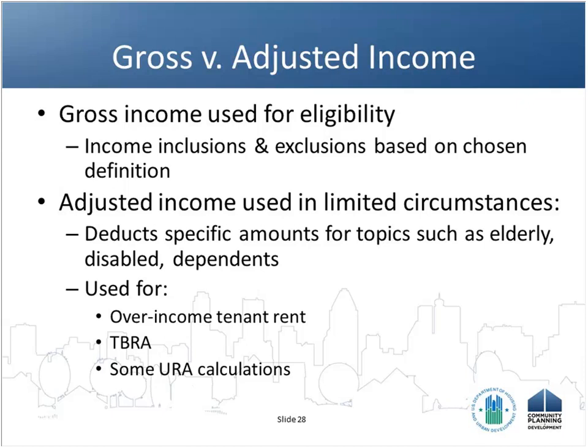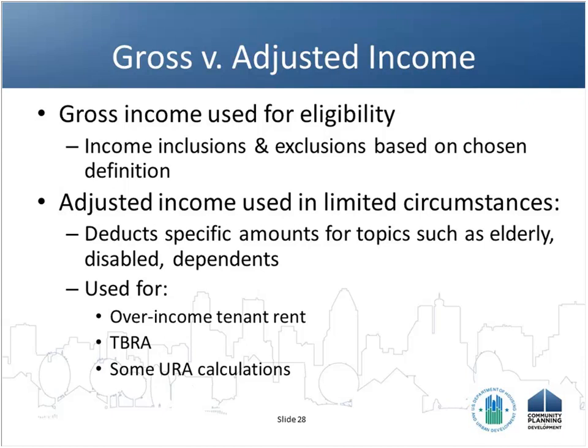So depending on which method or definition was being utilized, it would make a difference on what my actual calculated income was going to be. There are some times where we're going to make adjustments on income. This is for elderly, disabled, or households with dependents. We're going to be using adjusted income when we have an over-income tenant, and we're going to determine the rent that we're going to be charging.